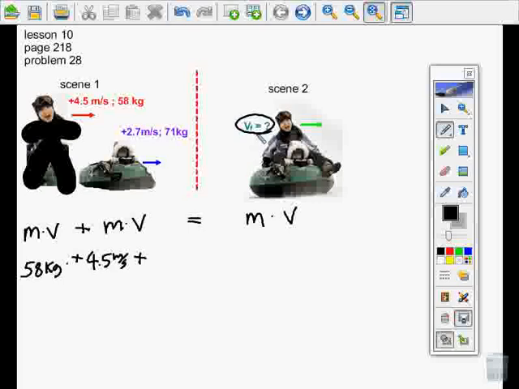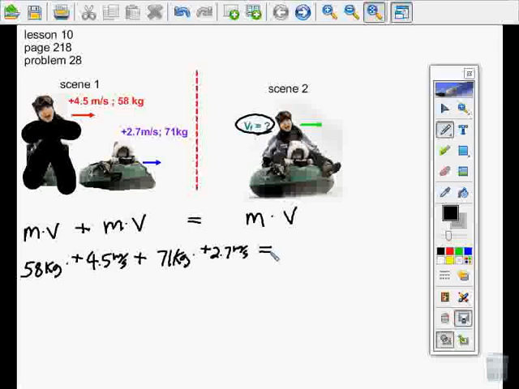Oh, okay. And then the little sled is 71 kilograms times positive 2.7 meters per second. The only thing we don't know is the velocity. And the only thing we don't know is the velocity after the woman jumps on the sled.